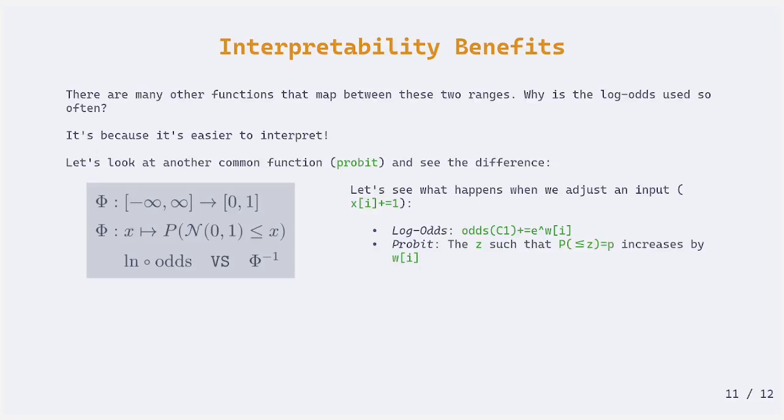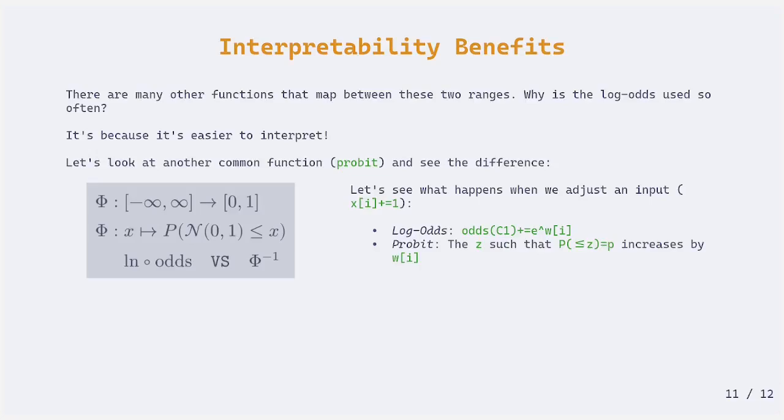Whereas in the probit situation, if we increase x2 by 1, it's the z such that the probability that a standard normal distribution is less than z equals p that increases by w2. It's a lot harder to reason about, and a lot harder to understand what your model is actually doing under the hood, how it's making these decisions.